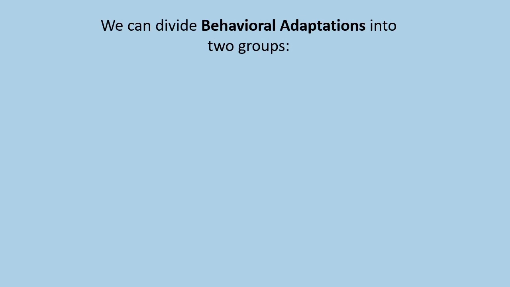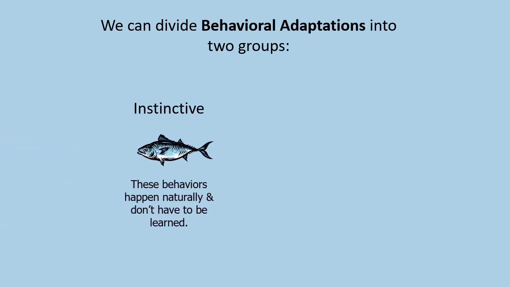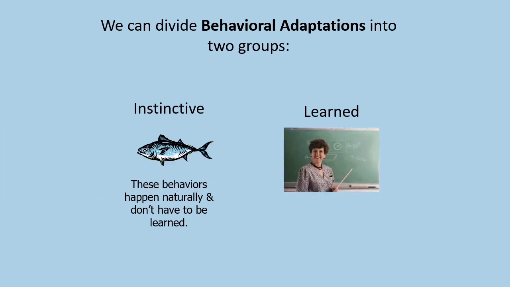We can divide behavioral adaptations into two groups: instinct behaviors and learned behaviors. What's the difference? Let's find the answer.